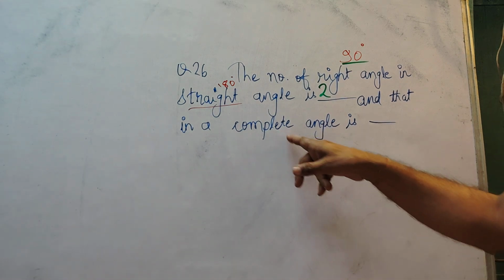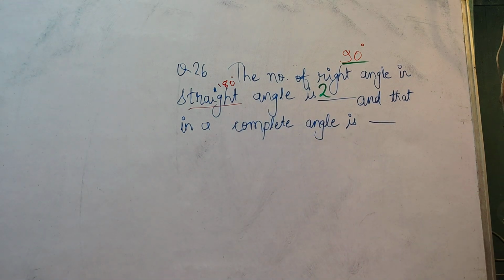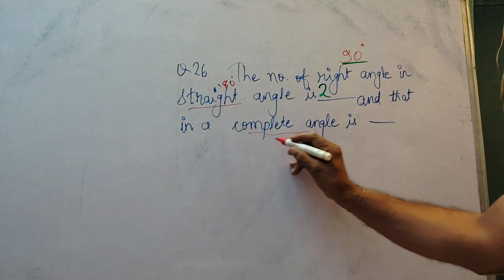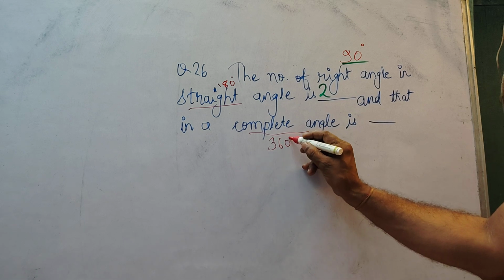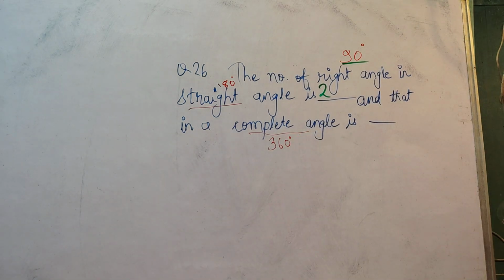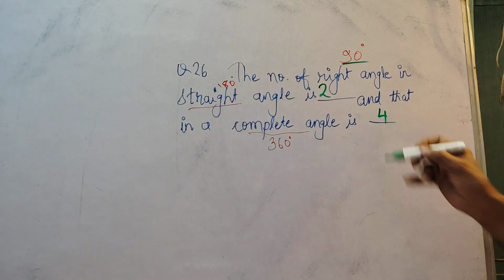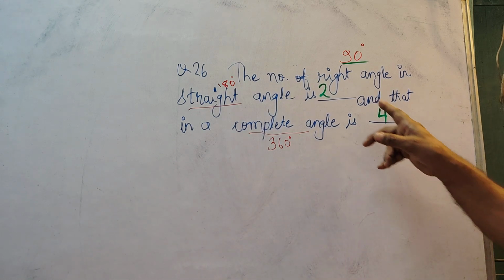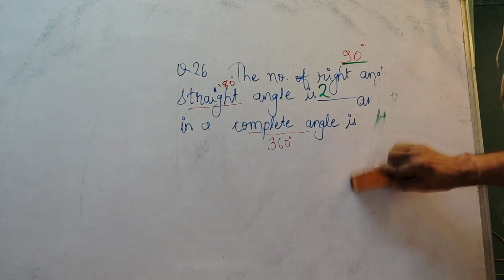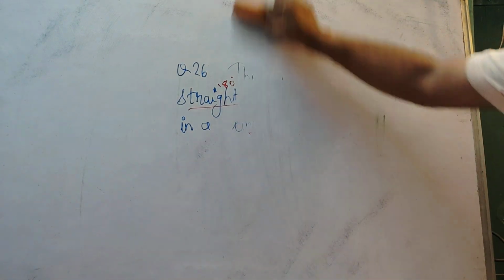Now in a complete angle, how much? What is the measure of a complete angle? It would be 180 plus 180. Yes, a complete angle means 360 degrees. So how many right angles are required in the complete angle? That would be 4 then. Yes, that's why 4 is the correct answer. Four 90s is 360. Yes, correct. This question takes too much time.